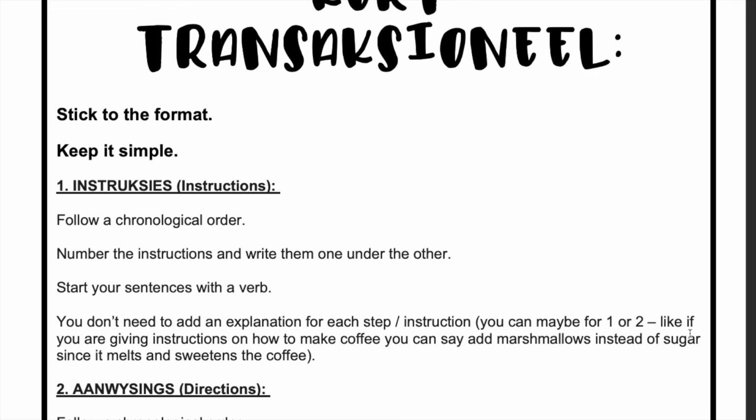Okay, number the instructions and write them one under the other. And then start your sentences with a verb. Instructions start with verbs. You're not going to be nice. You're not going to say like, please get out the blah, blah, blah. If you're making coffee, you would say 1, put water in the kettle.